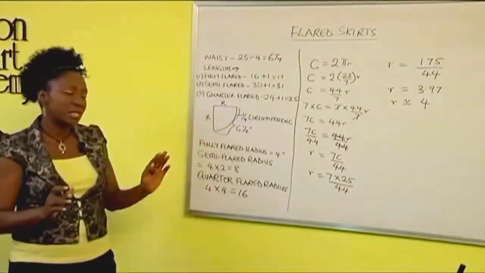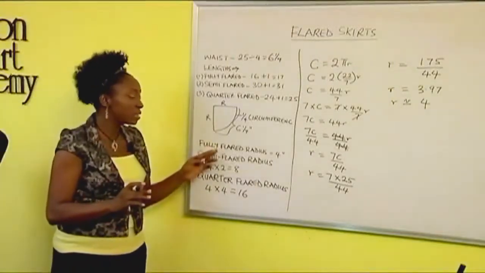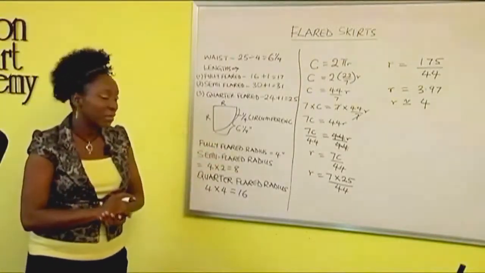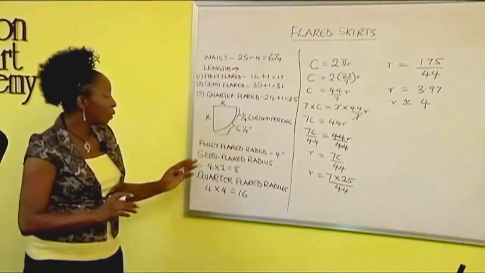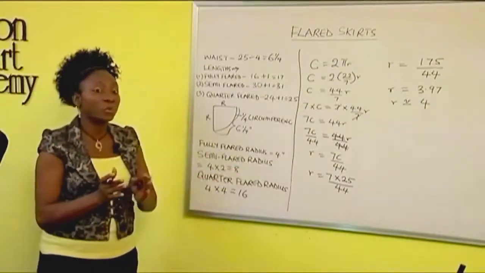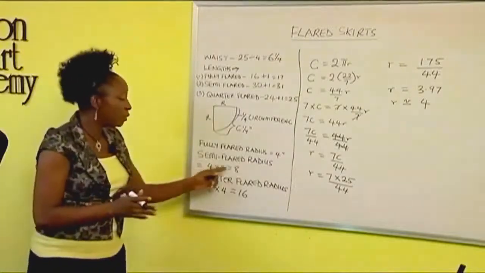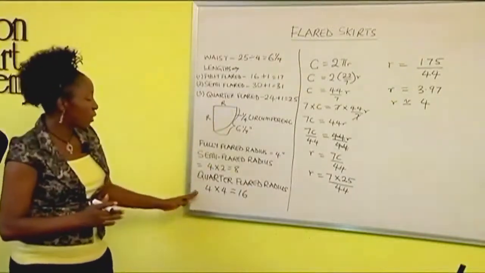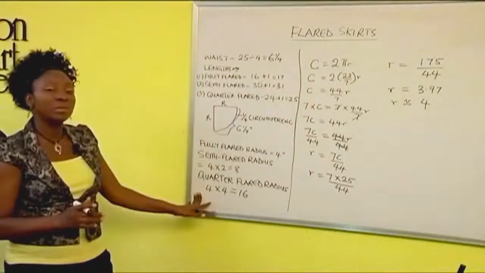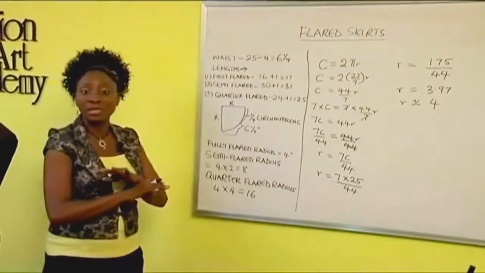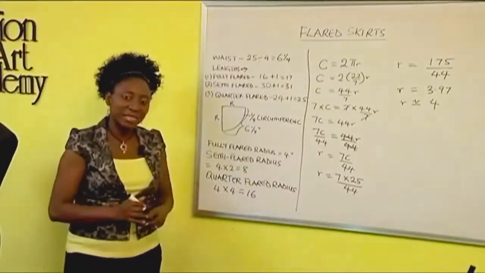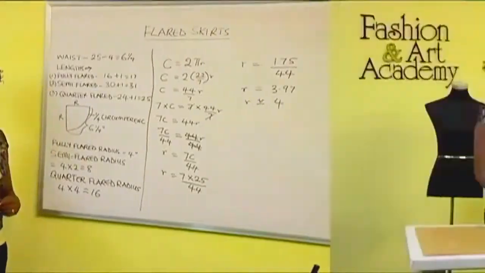And you can see the differences. We're making our fully flared skirt: we have to fold it into 4, and we'll use 4 inches. We're making a semi-flared skirt: we'll fold it into 2 only, and we'll use 8 inches. And of course, for our quarter flared skirt, we would not fold it at all. We'll just use it single ply. So let's go to the table and see how this works out.